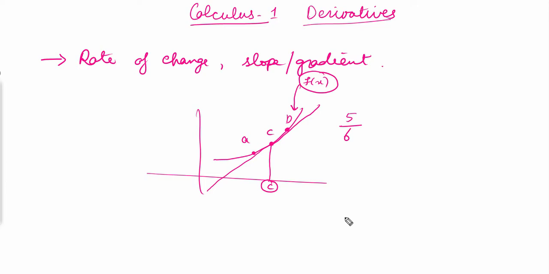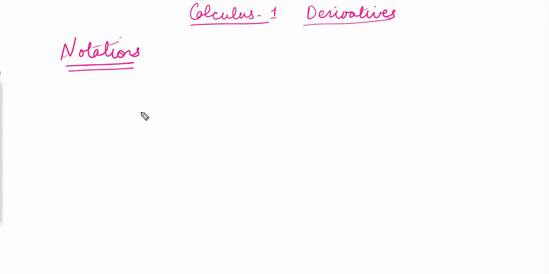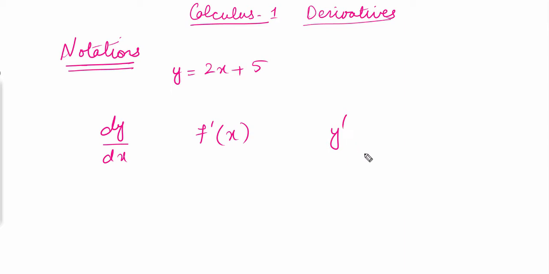Now the next thing we have to discuss is the notations of the derivatives, like how we can represent the derivative. What are the symbols for the derivatives? For this we have to discuss 3 notations. Alright, so here's the first notation to represent the derivative. Let's suppose y is equal to 2x plus 5. This is the function. If we have to represent the derivative of y, we'll represent it with either dy by dx, f dash of x, or y dash.